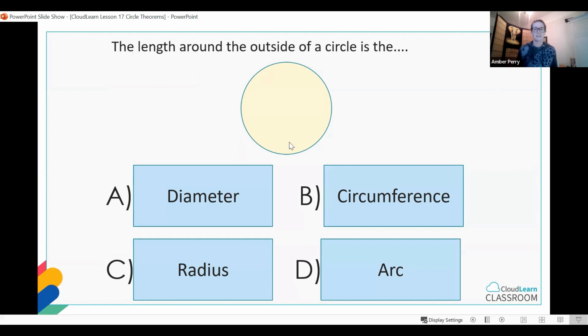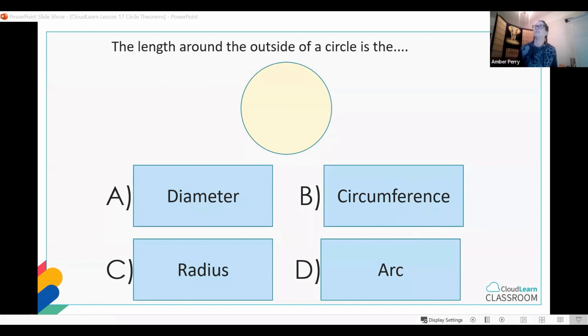So circle words. The length around the outside of the circle. Essentially this green line, can you see this green line going around the outside of the circle? Is it A, diameter, B, circumference, C, radius, or D, arc? I'm going to give you a chance to tell me whether it's A, B, C, or D now. If you don't know, just have a guess, and then I'll tell you the right answer in a minute.